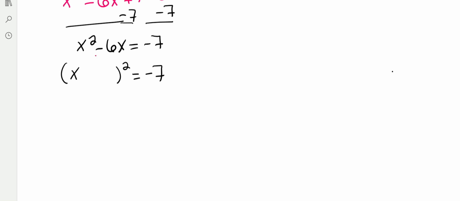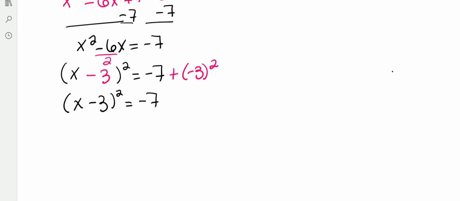Now we need to divide the middle term by 2. So negative 6 divided by 2 is negative 3. Remember, balance, balance, balance. Negative 3 squared, well, we're adding that here, so we have to add negative 3 squared on this side also. And that makes everything balanced. So let's see what we have. x minus 3 squared equals negative 7 plus negative 3 times negative 3, which is 9. Let's keep simplifying. x minus 3 squared equals negative 7 plus 9, which is positive 2.